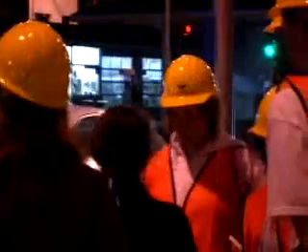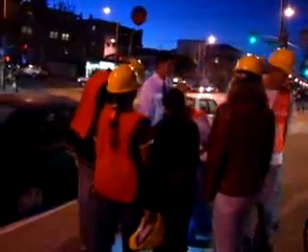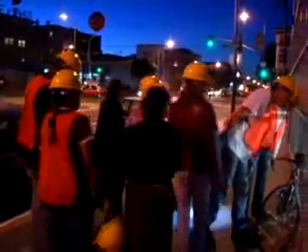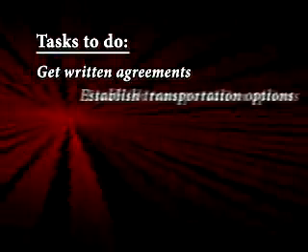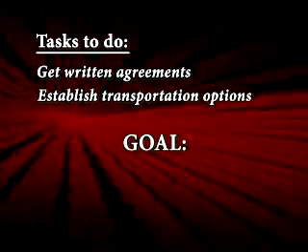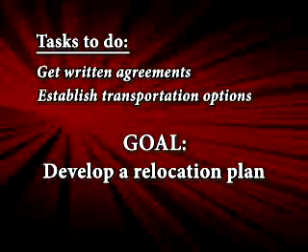Sure. Let's say you wanted your staff to take the Community Emergency Response Team training offered by the fire department. You'd also like to train your staff on the duties in an evacuation. These two could be listed under a goal titled Provide Preparedness Training to Staff. Oh, I see. So needing to get written agreements and a transportation plan for a relocation could go under something like develop a relocation plan. Great, that's how you do it.